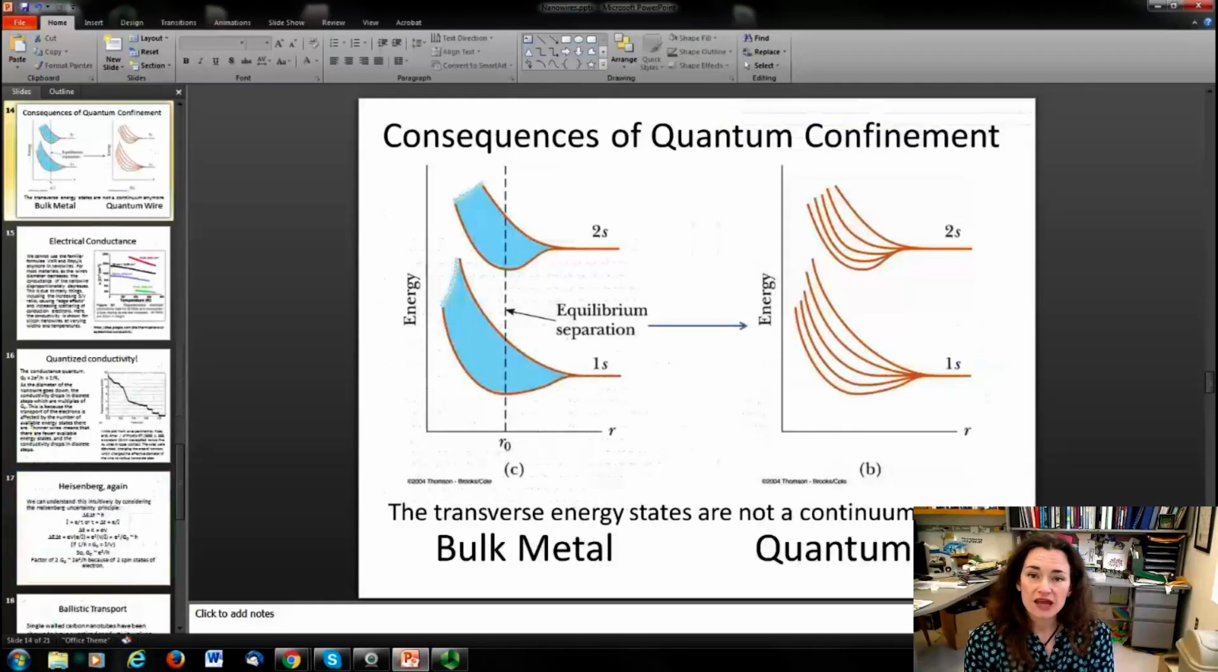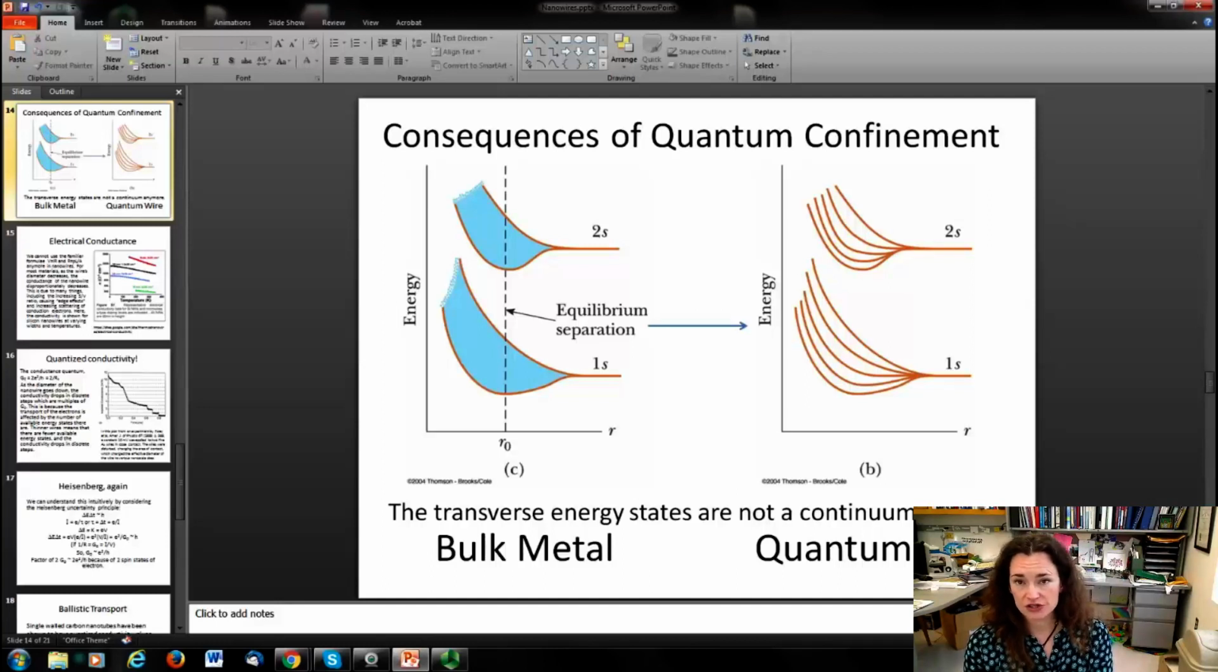Now, they exhibit some pretty interesting properties that differ from the macro scale or bulk predictions that you'd get from your classical or even your bulk models of conductance. And the reason for that is, of course, because of their size.